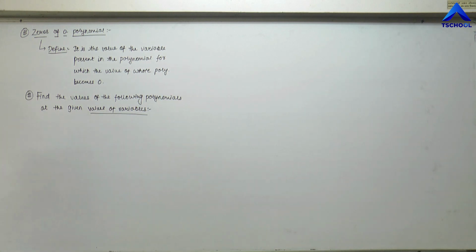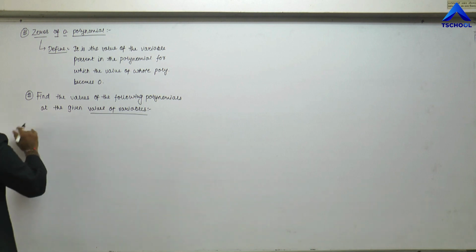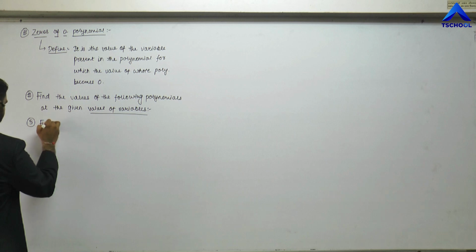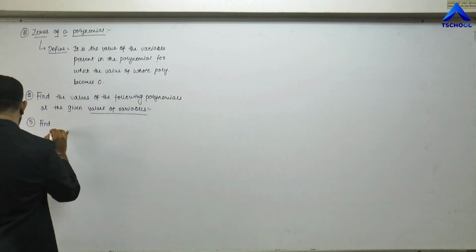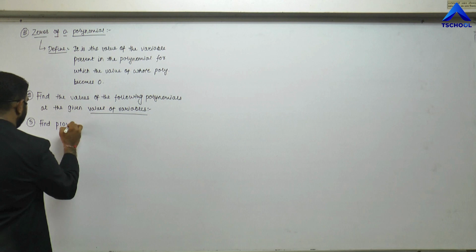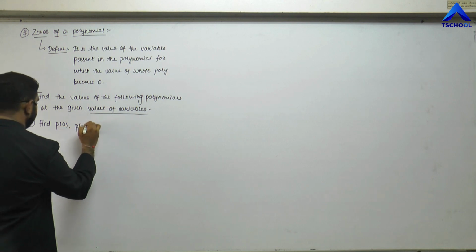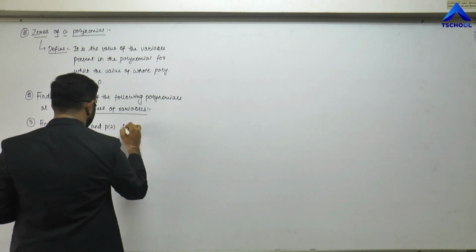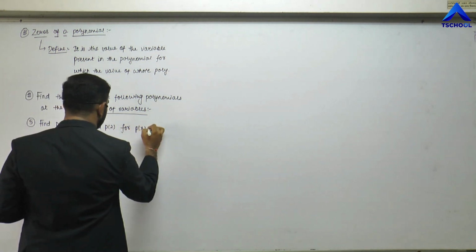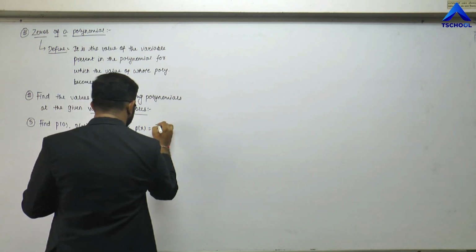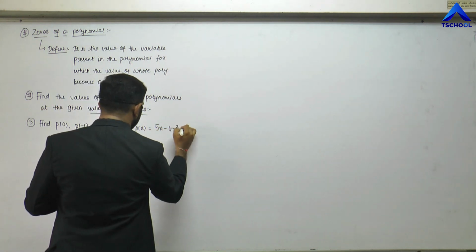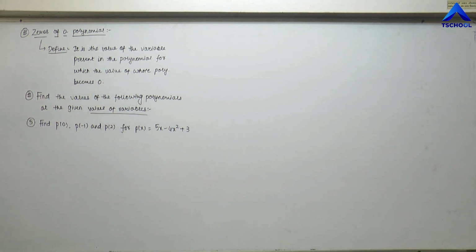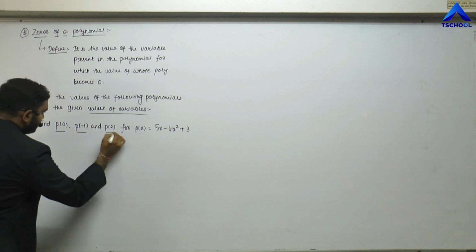Now the fifth one. See, it can be asked like this also: find p of 0, p of minus 1 and p of 2 for p of x is equal to 5x minus 4x square plus 3. Right? We need to find these three, p of 0, p of minus 1 and p of 2.